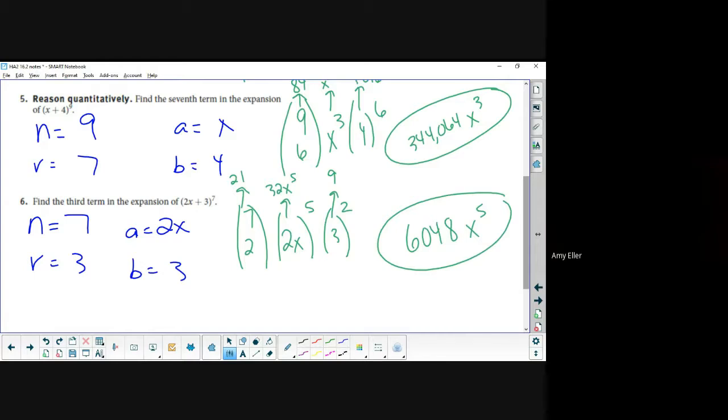Basically, I just wanted to make sure that we got this part right. If a is 2x, and that's to the 5th power, make sure you do 2 to the 5th and x to the 5th. So that should be 3 to the 2nd.